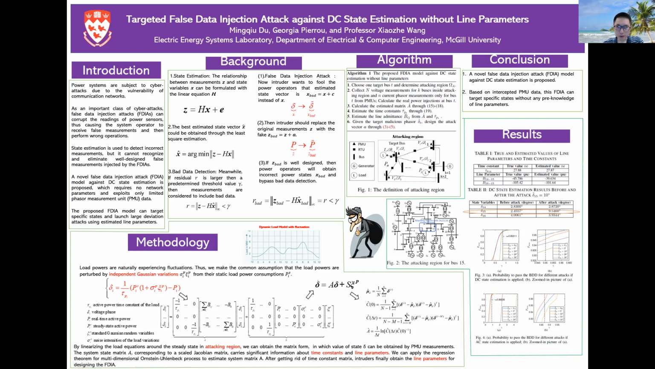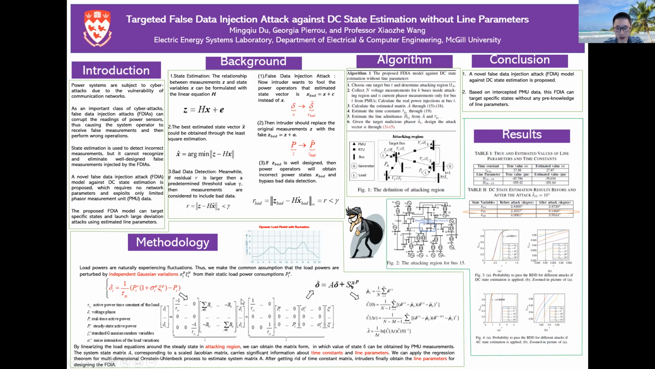Different from the previous work, in our work here, we need to consider the dynamic nodes, i.e. the load powers are actually experiencing fluctuation. You can see here the fluctuation along the time. Thus, we make the common assumption that the load powers are perturbed by independent Gaussian variations from their static load power consumption, P_i^s. So by linearizing the load equations around the steady states in attacking regions, you can obtain the matrix forms.